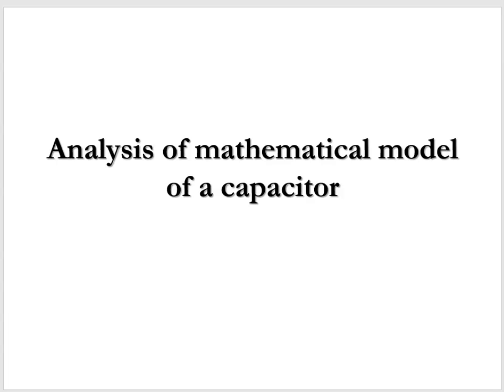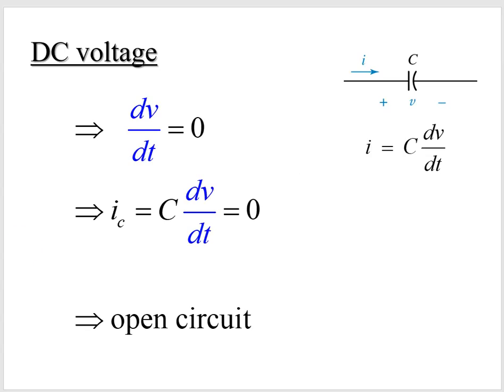Let's analyze the mathematical model of our ideal capacitor. So our mathematical model for a capacitor with passive sign convention is that the current flowing to the capacitor is the capacitance times the rate the voltage across it changes with time.